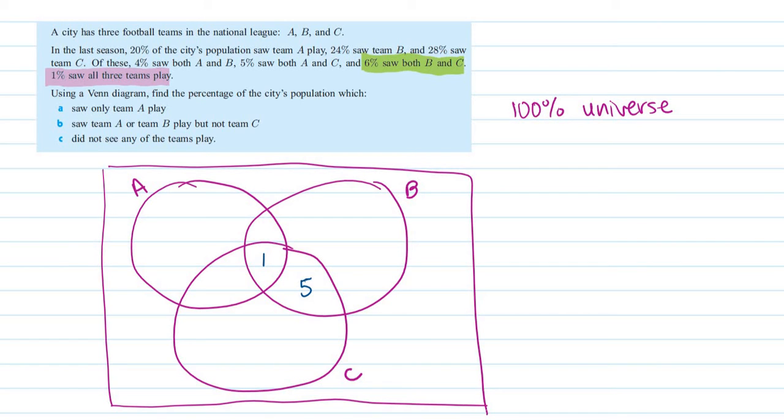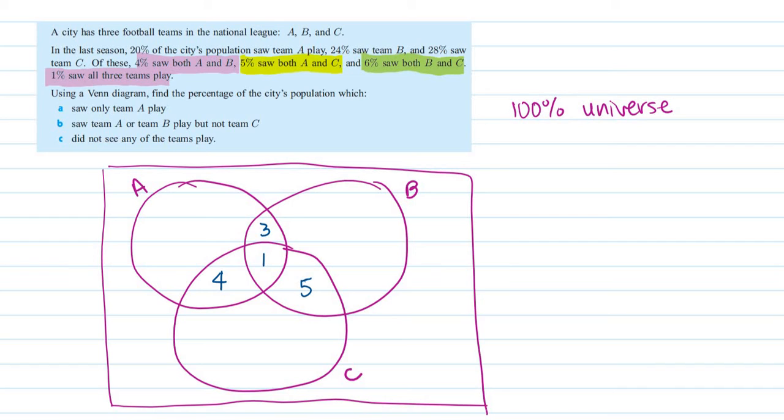Still working backwards, 5% saw both A and C. A and C is represented by this almond here. If 5% is supposed to be the whole almond, 1% is already spoken for, so we subtract and we have 4 in that space. Now we work backwards again. 4% saw both A and B. A and B is this almond here. 1% is already spoken for, so the leftover 3% goes here.